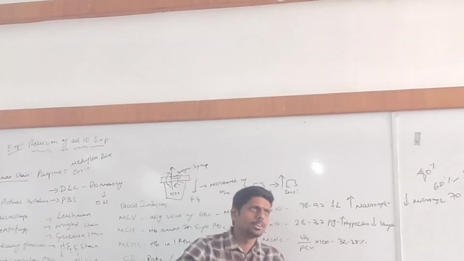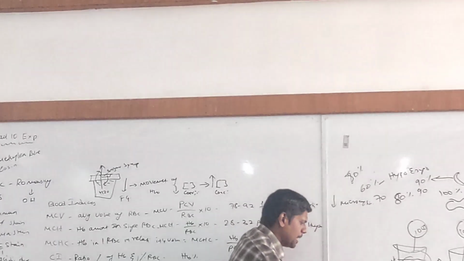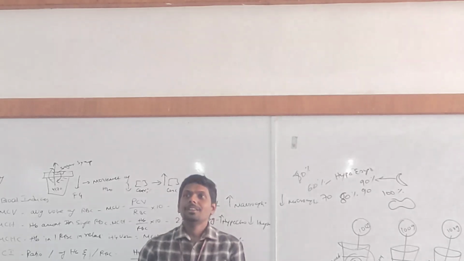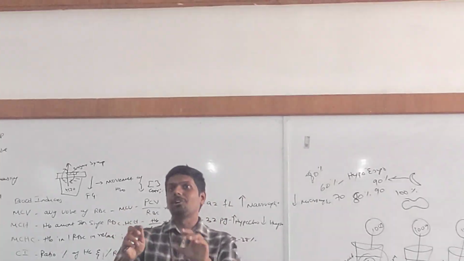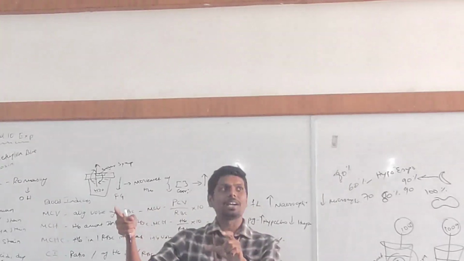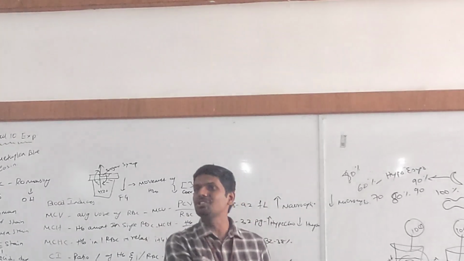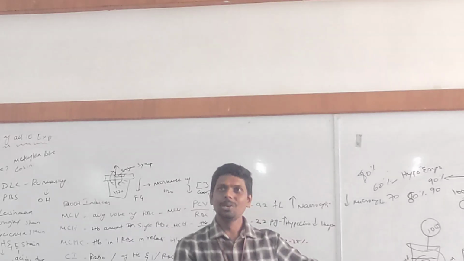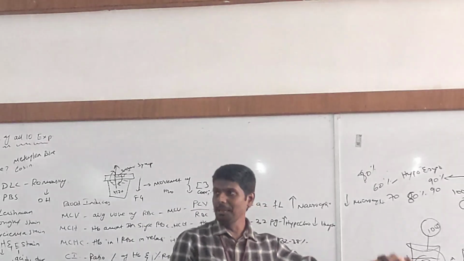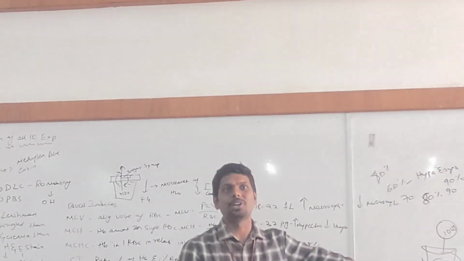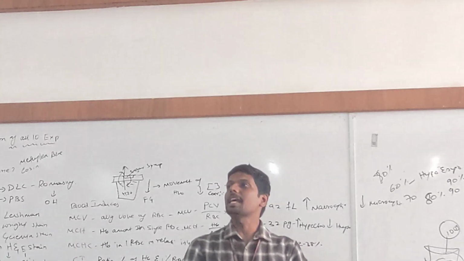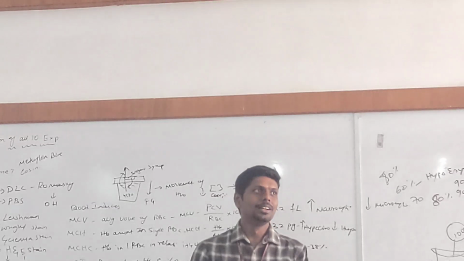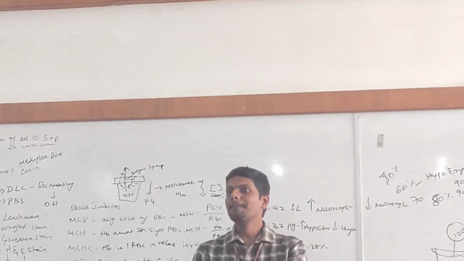ORS always has one important instruction on the packet. What is that? This packet must be dissolved in 1 liter of water. If you are too smart and you use only half a liter with a complete ORS packet, you are not making an isotonic solution. You are making a hypertonic one. If you use more than 1 liter, it becomes hypotonic. Now you understood the science behind ORS, right? When they say 1 liter, it should be 1 liter. Don't be over smart.